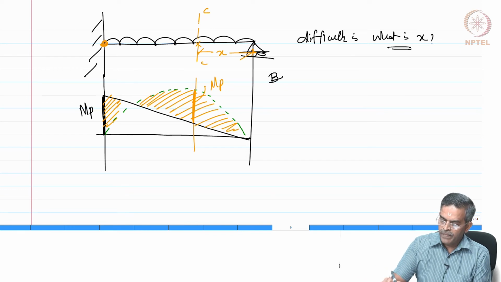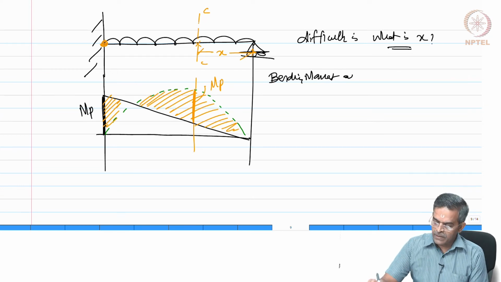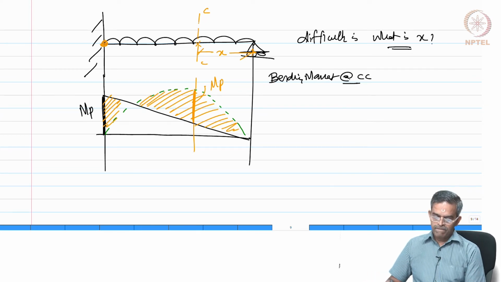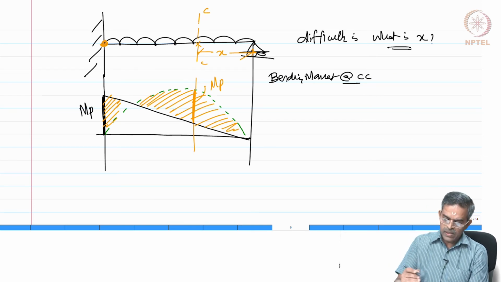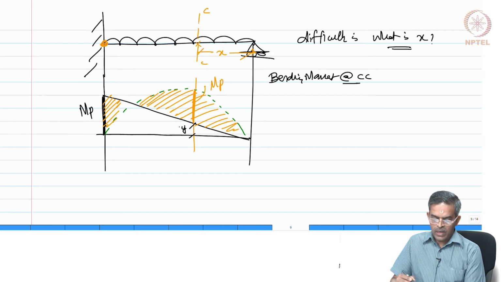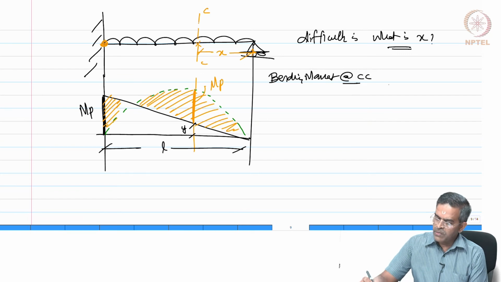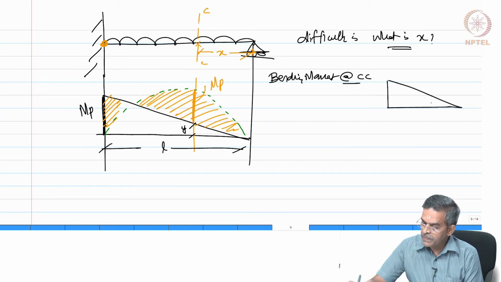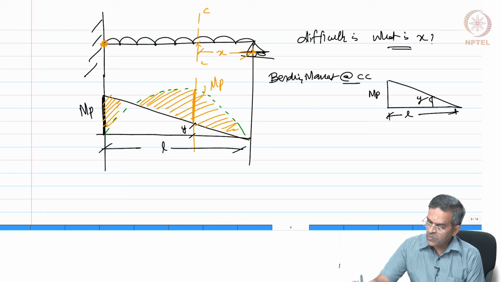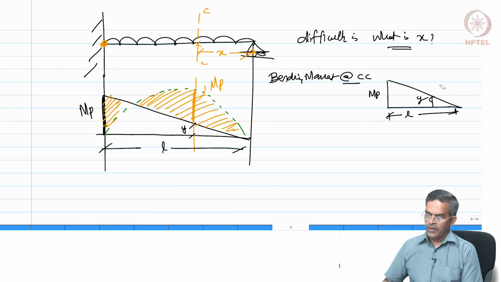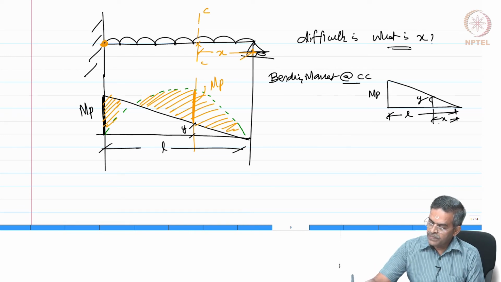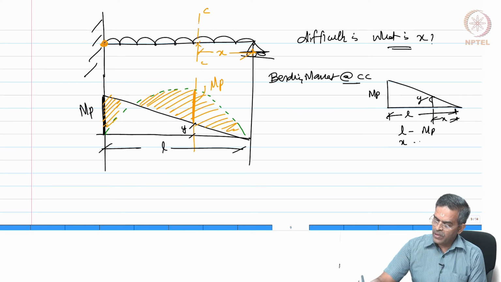So, let us say bending moment at C or at section CC. Okay. So, this is Mp, let us call this as small y, okay. This is L. So, use similar triangle, this is L and this is Mp and this is y. So, I want this and of course, this is x. So, for L it is Mp, for x it is y.